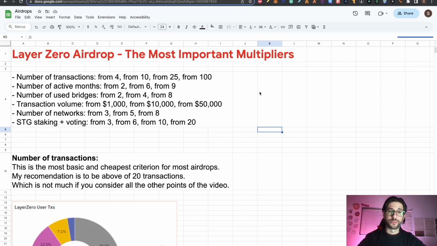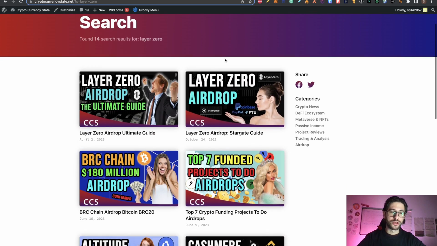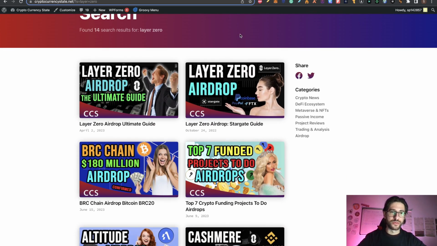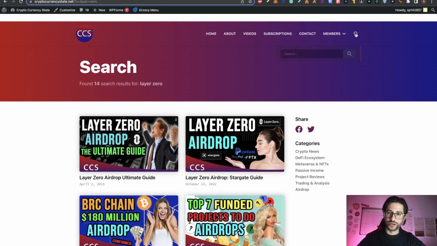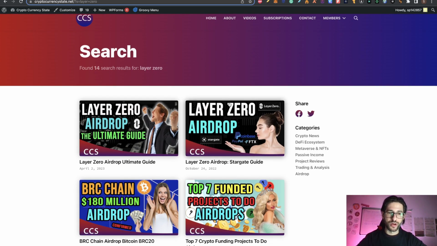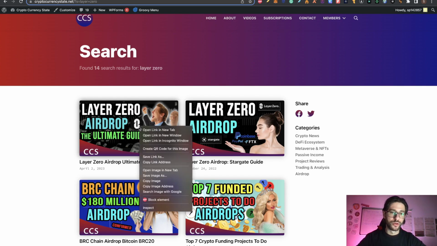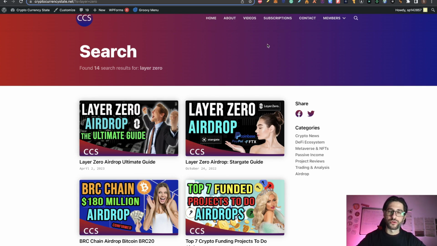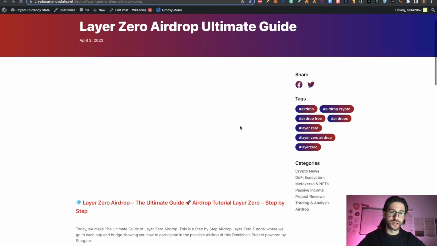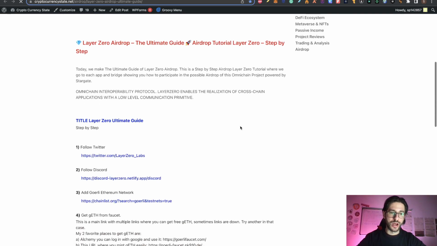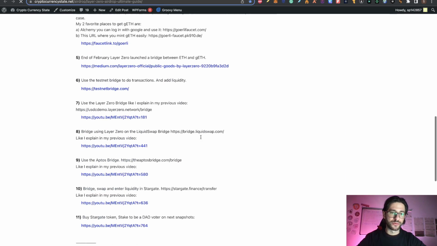Hi crypto fans, before going to the most important multipliers, I want to remind you that you can go to cryptocurrencystate.net and there you can search for LayerZero, and you are going to see all my videos about LayerZero and my ultimate guide on how you can apply for this airdrop. So if you have any doubt on everything that you need to do to get this airdrop, you should go there, check that video. This is still valid and you have all my step by step on how you can get this airdrop.